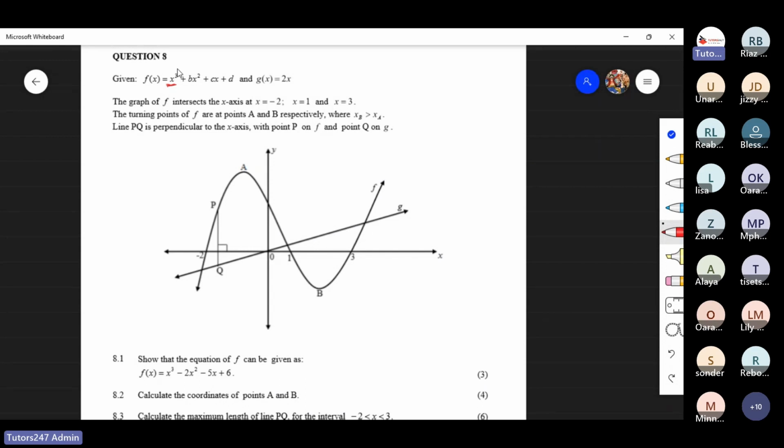So we've got x cubed. The coefficient of x cubed is 1. So this is technically 1x cubed. Okay, now let us continue. The graph of f intersects the x-axis at -2, +1, and 3. So these 3 points that I'm going to highlight are your x-intercepts. X-intercepts are quite important when you are trying to find the equation of a function. So these are your x-intercepts.